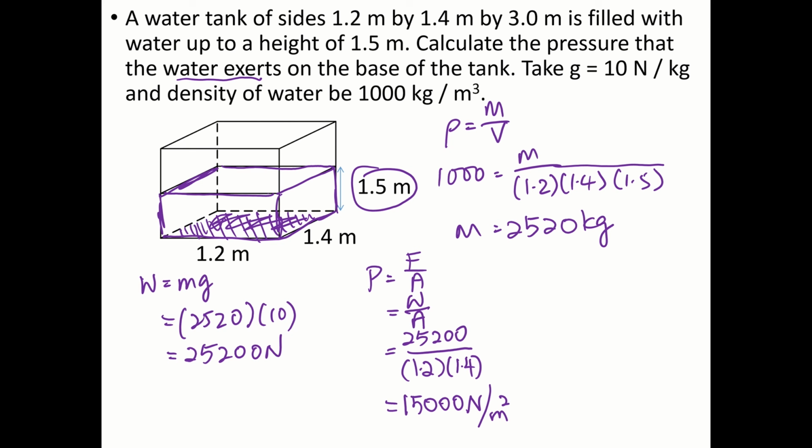Also take note that, remember in the earlier slide, newton per meter squared is essentially the same as Pascal. So you also can express your answer as 15,000 Pascal. Both are accepted. I want you to remember this water tank diagram because we're going to use this to further explore how we're going to derive another formula that will lead to the barometer.